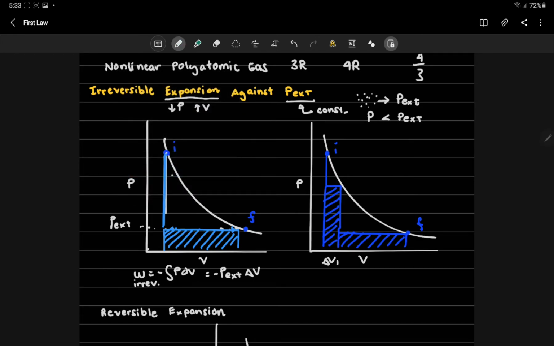Delta V1. Meron kang delta V2. But the pressure will be the same. So, this is still your external pressure. Although meron kang initial pressure na i-achieve later, or earlier rather, and then your second pressure will be the external pressure. So, yan yung ating irreversible work.